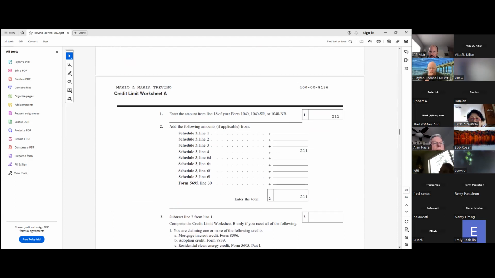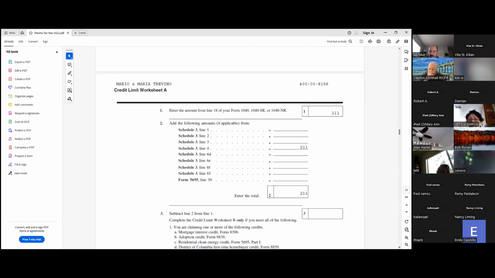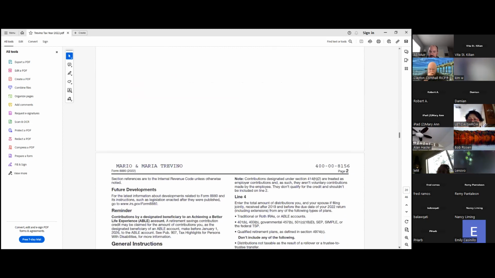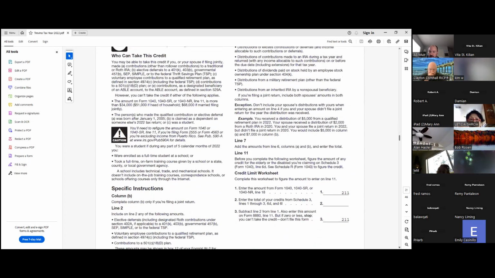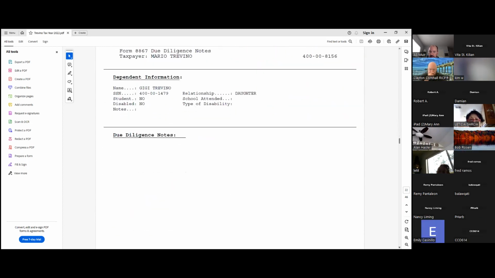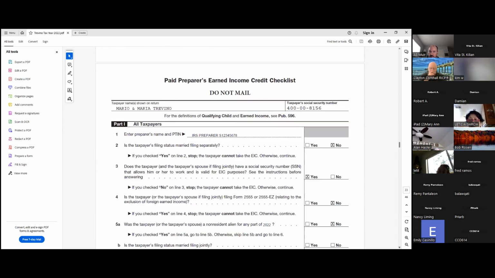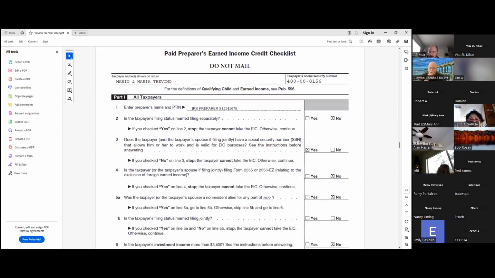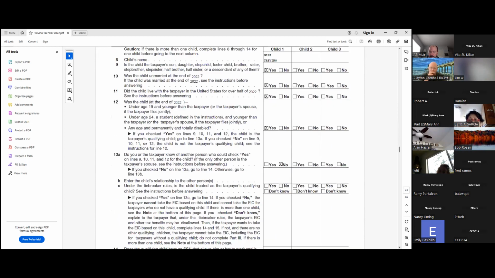This is your credit limit. Again, your non-refundable credit, because there is only $211 of individual income tax, then all that can be wiped out is 211 on non-refundable credits. Okay, we're going to go past this. And then we're going to go to, we'll ignore that also.